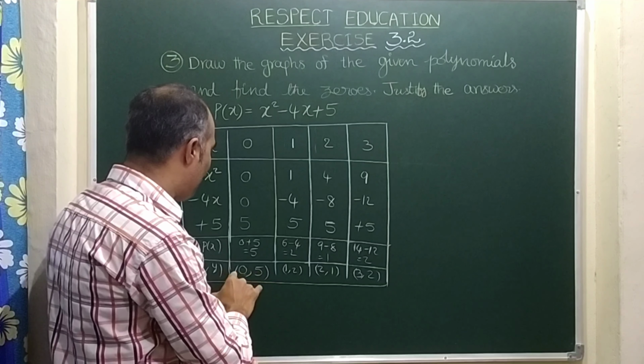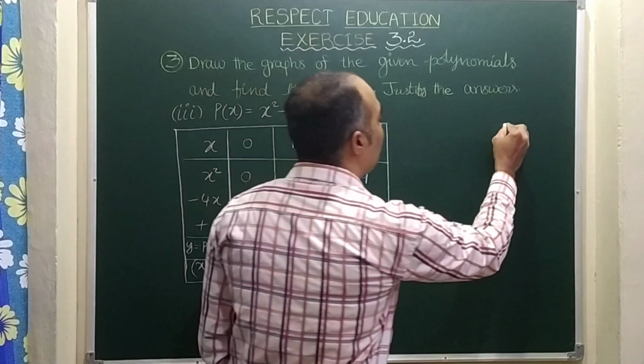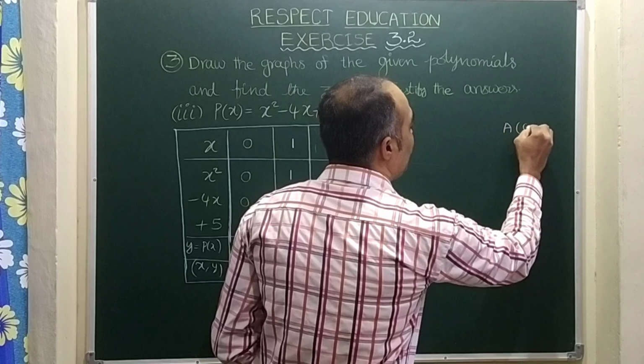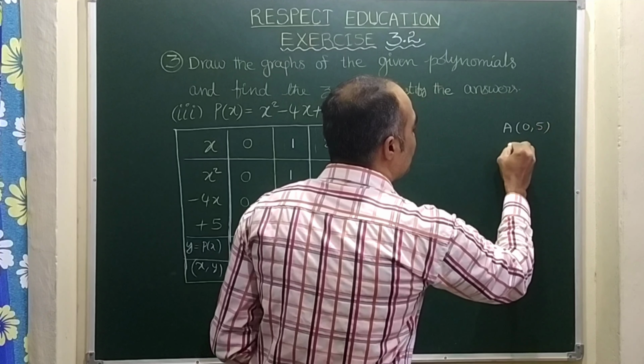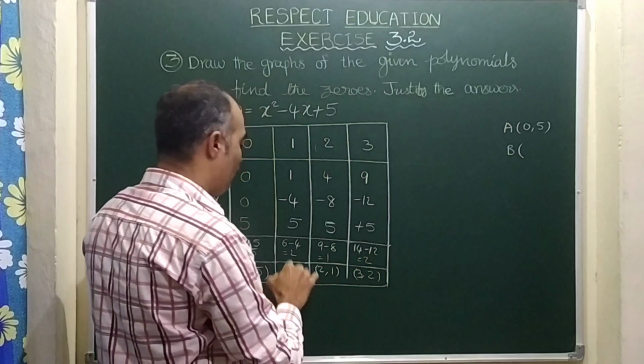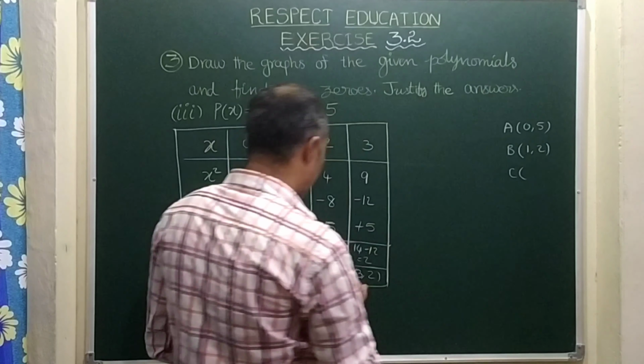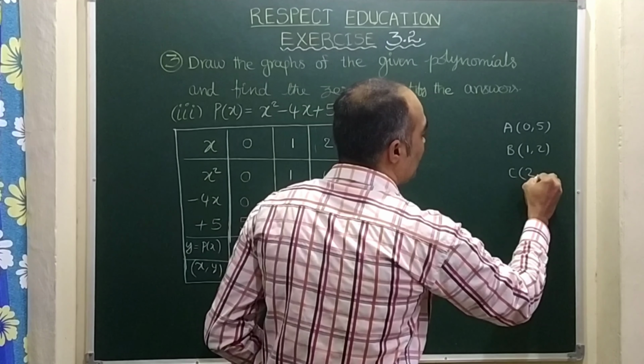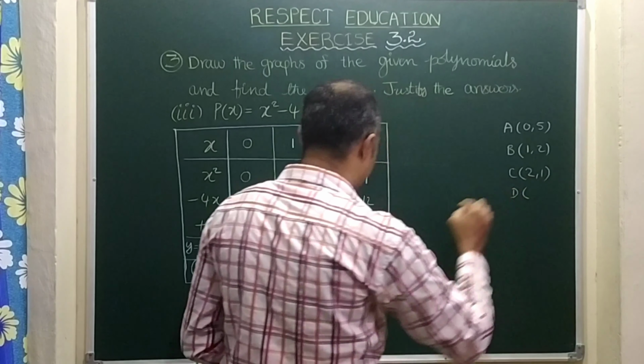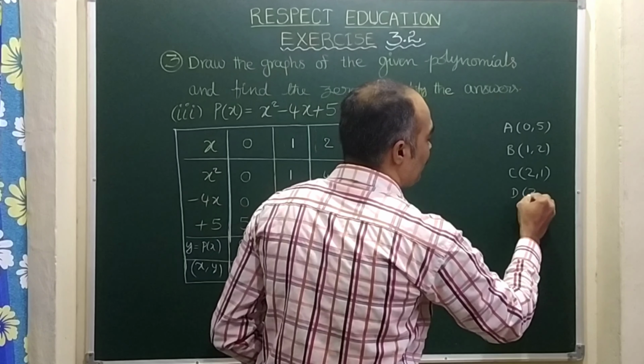So let us take the first point as A 0, 5. Second point is B 1, 2. Third point is C 2, 1. Fourth point is D 3, 2.